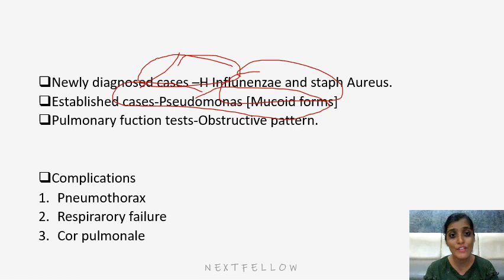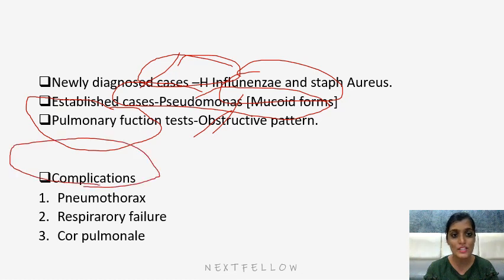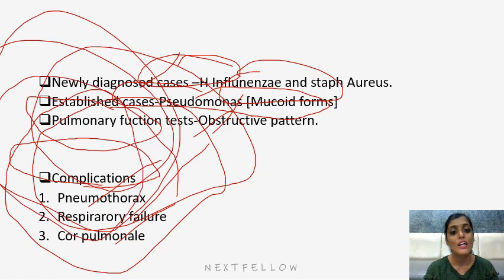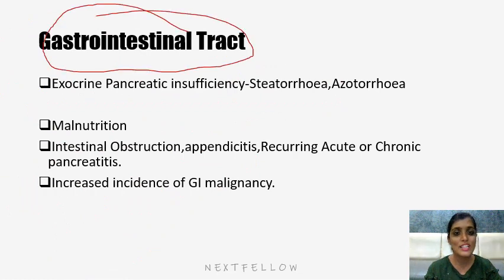When you do a pulmonary function test in a case of cystic fibrosis, it is usually of obstructive pattern. Now coming to a very important aspect, the complications of cystic fibrosis are pneumothorax, respiratory failure and cor pulmonale. People usually die of these complications post-infancy, during early childhood.